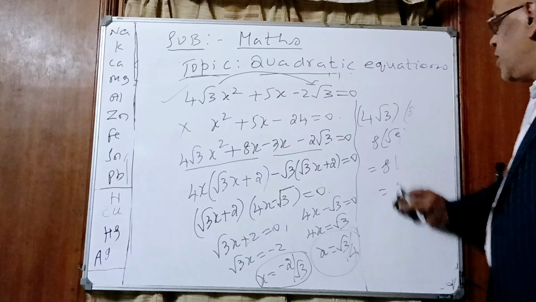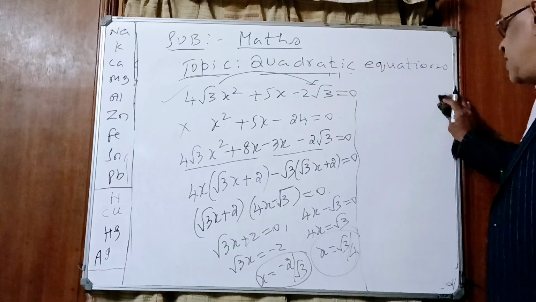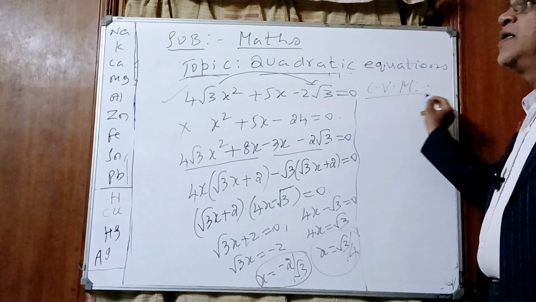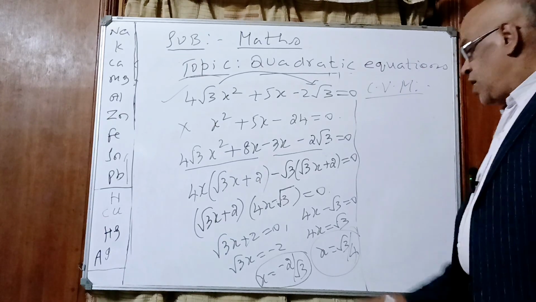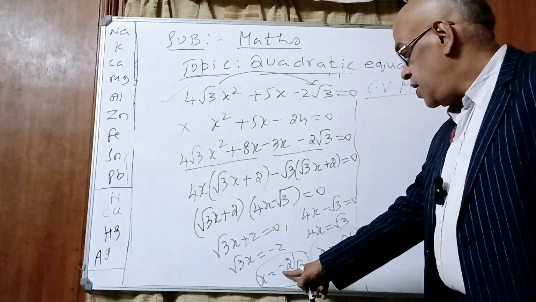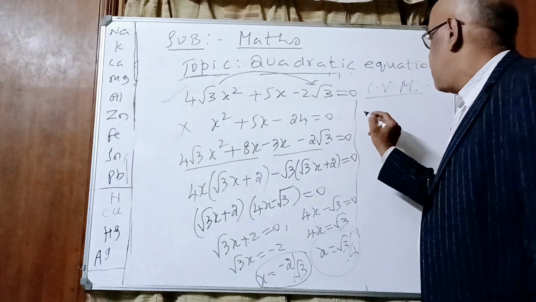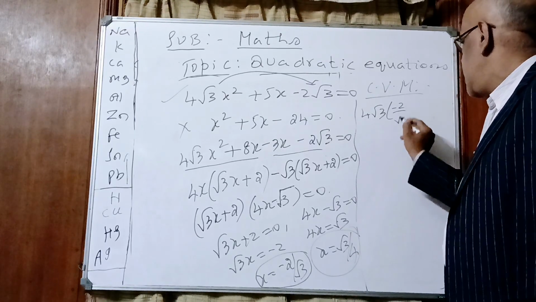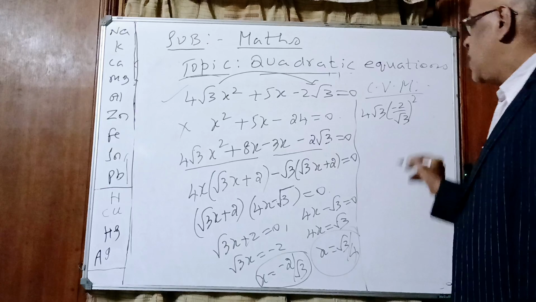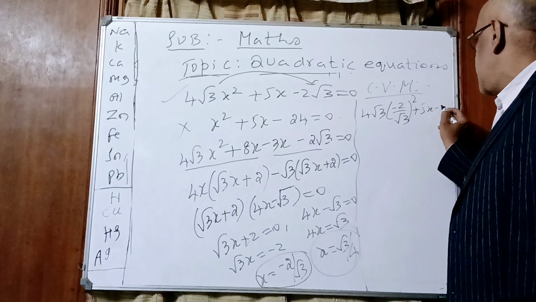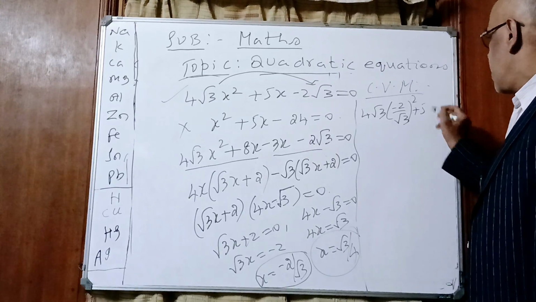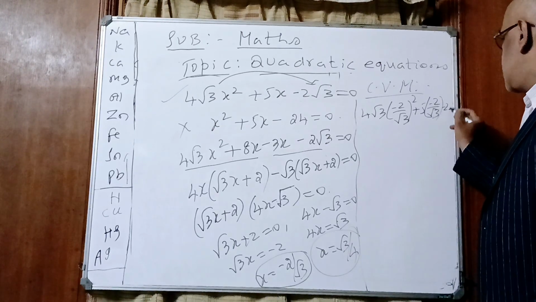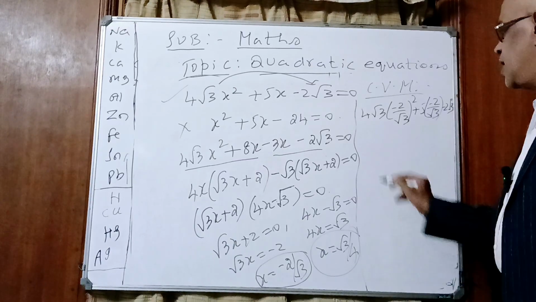Yes or no, children? Interesting? Yes. I have doubt about my own answer. I might have done some silly mistakes. So go for the cross verification method. What do you get, children? So put x is equal to minus 2 by root 3. 4 root 3 into minus 2 by root 3 whole square plus 5 into minus 2 by root 3 minus 2 root 3. Yes or no, children?